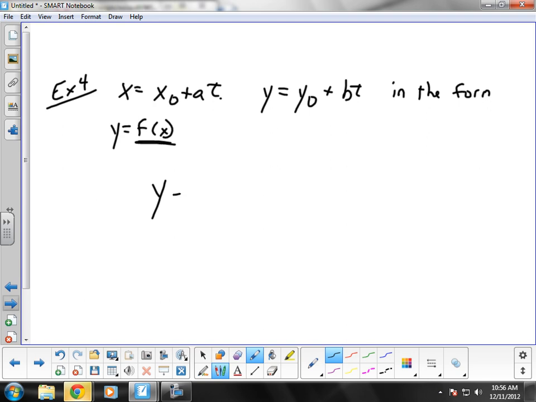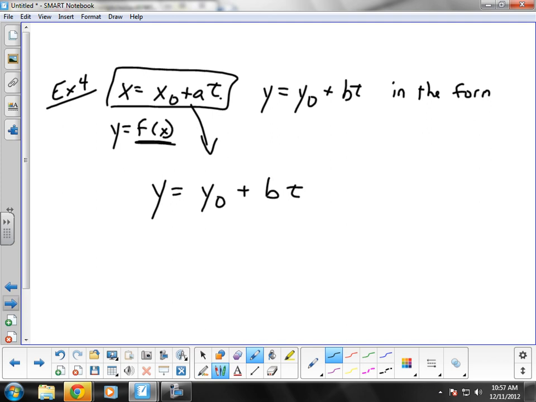So I'm looking at this one. The y equals y sub 0 plus b times t. There's my equation I want to work with. But remember that I'm trying to put the x's back in, because with parametric equations, I pulled the x move and the y move apart. Now I'm trying to put it back in. So how can I take this equation and somehow substitute it into this equation? T is in common, right?